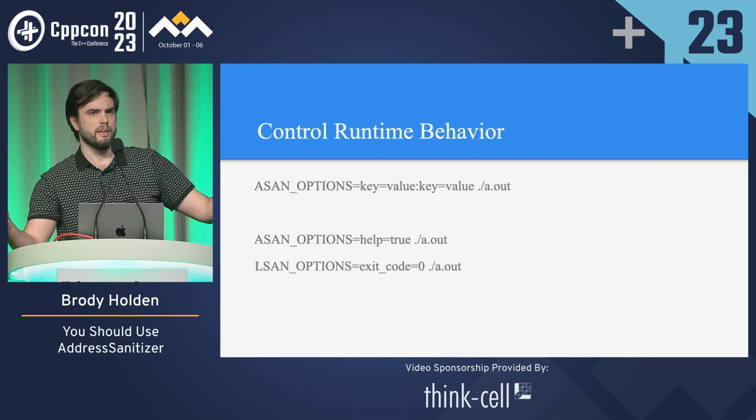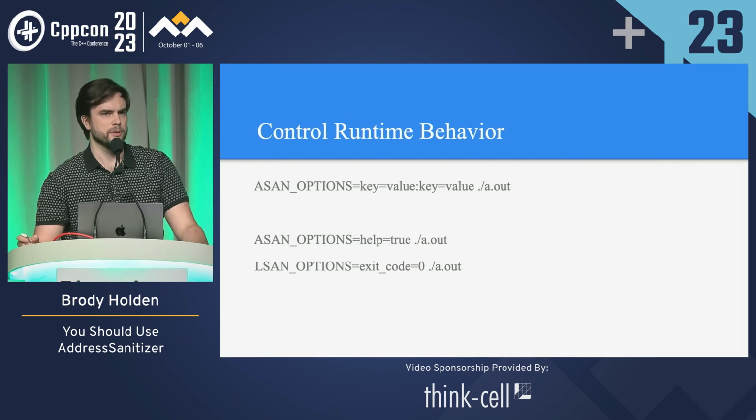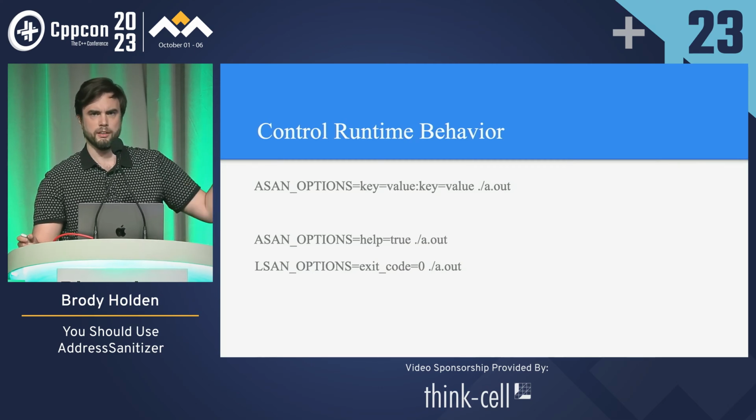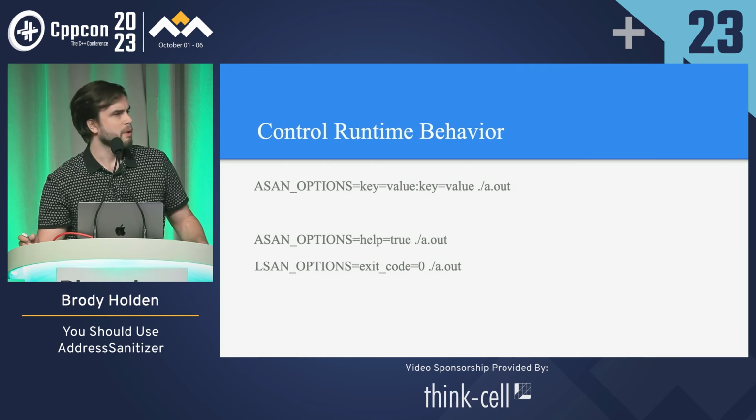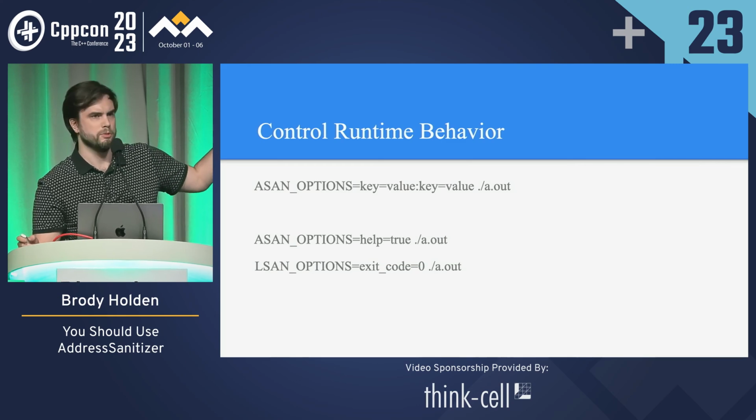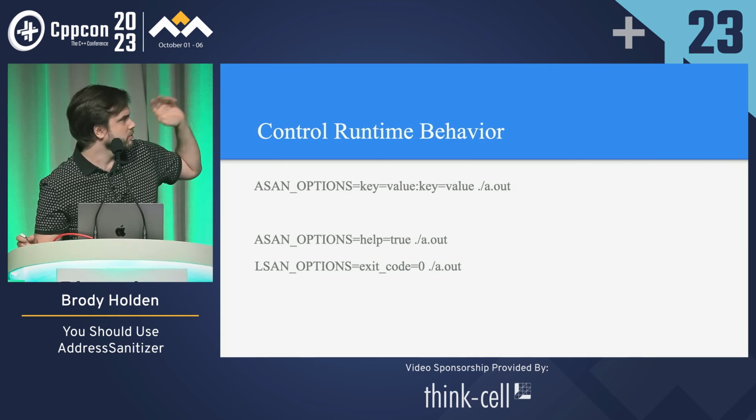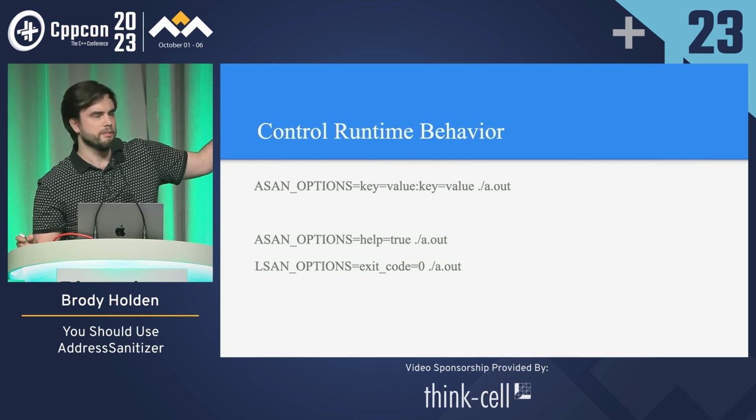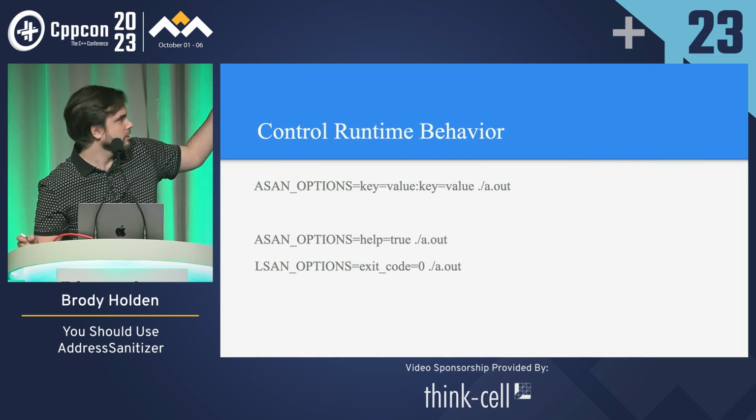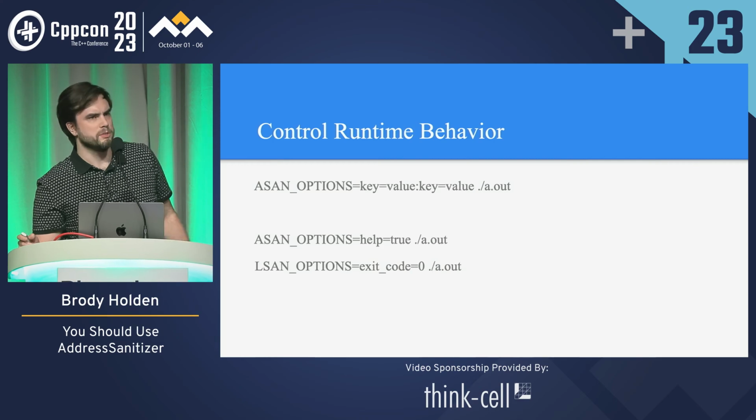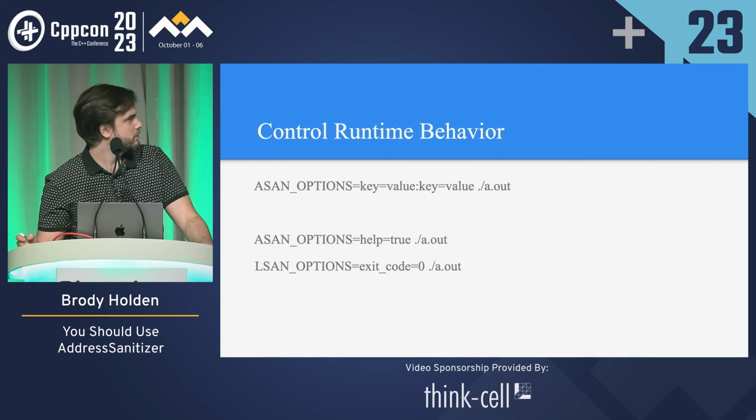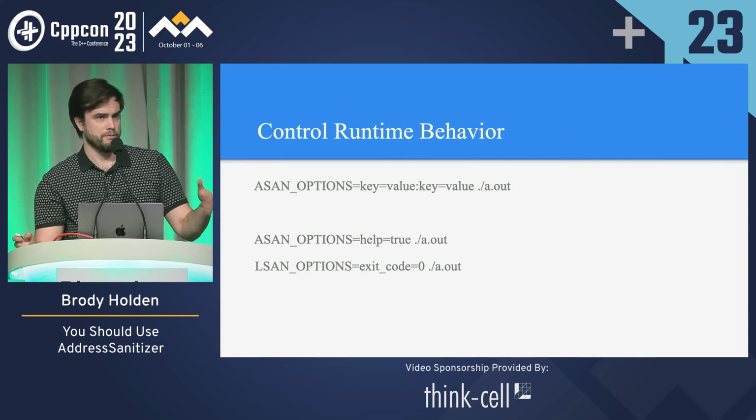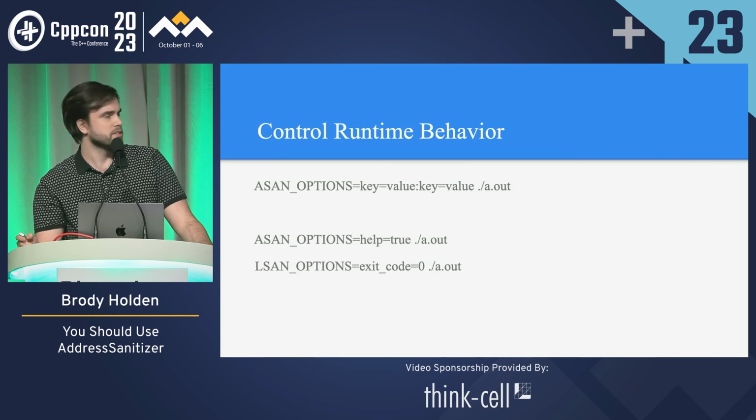Out of the box, ASan on Linux pretty much does what you need it to do, at least for finding low-hanging fruit. But as you get further along, you might need to fiddle some knobs, change some values. So you can set an environment variable, key value. So on ASan, maybe you set help=true, and it shows you what you can use. And then for LSAN, for finding leaks, you can set exitcode=0.